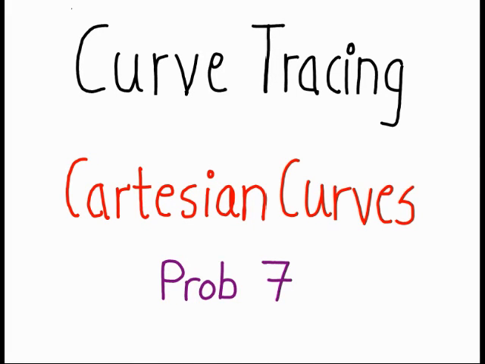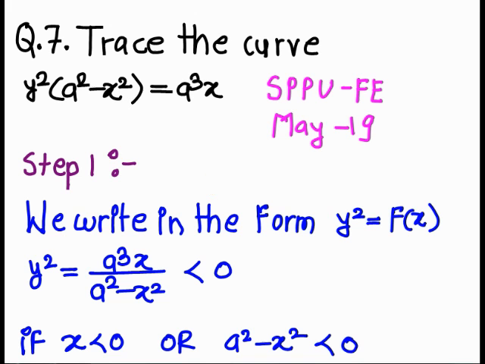Welcome to all. In this mathematics video, we study how to trace a Cartesian curve with the help of an example, problem number 7. Trace the curve y square in bracket a square minus x square is equal to a cube x. This question was asked in first year engineering, May 19, in SPPU University.